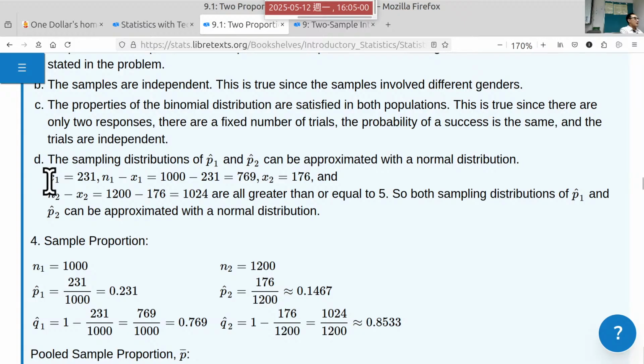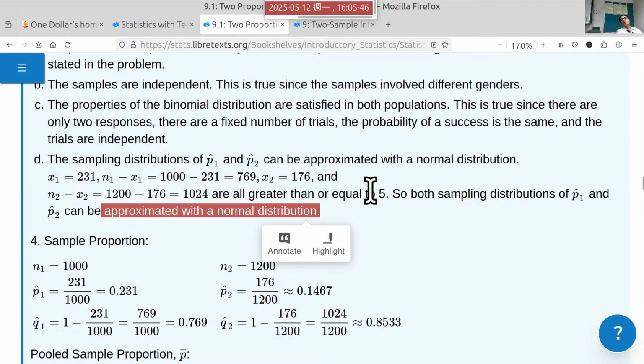Thus, X1, 231, N1 minus X1, that's 1000 minus 231, that is 769, and X2, that is 176, and N2 minus X2, that is 1024, are all greater than or equal to 5. So both sampling distributions of P1 hat and P2 hat can be approximated with a normal distribution. No problem, so the assumption is satisfied.